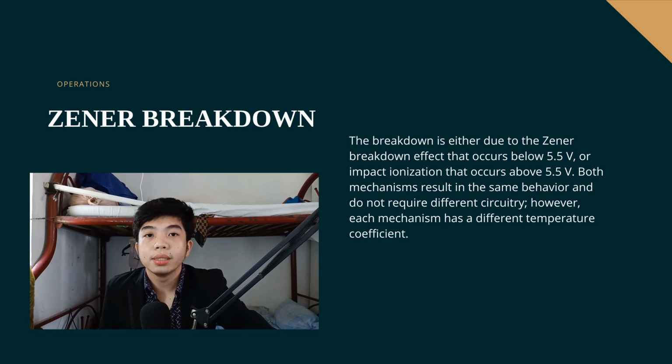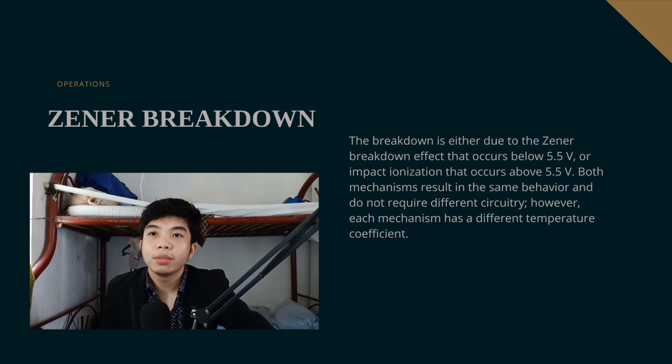Pero compared sa Zener diode, kapag tinaasan natin yung voltage, dahil narrow yung depletion region natin, yung probability ng impact ionization ay maliit lang. Dahil mataas yung electric field, siya yung nagre-remove ng electrons sa covalently bonded electrons natin, and doon nag-i-increase yung mga minority charge carriers natin. So, yung phenomenon na iyon ay tinatawag nating Zener breakdown.